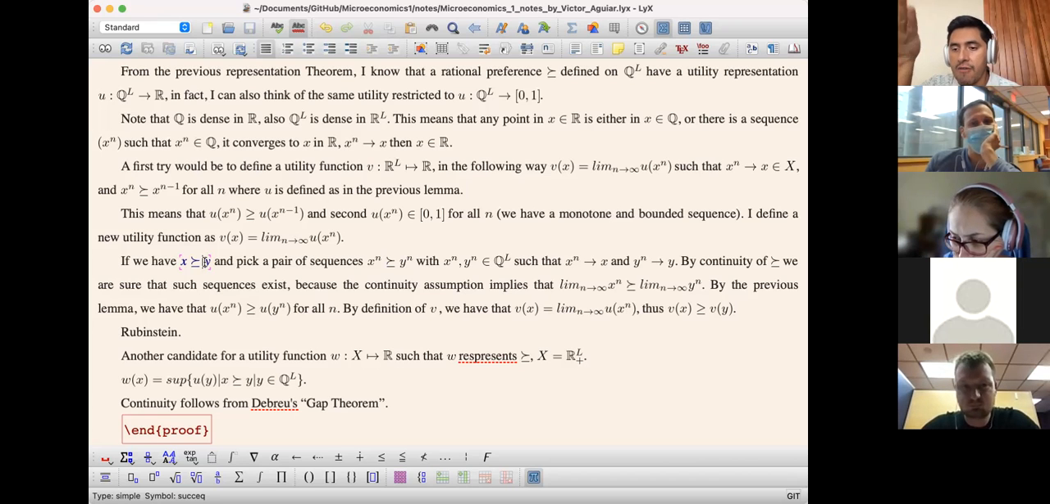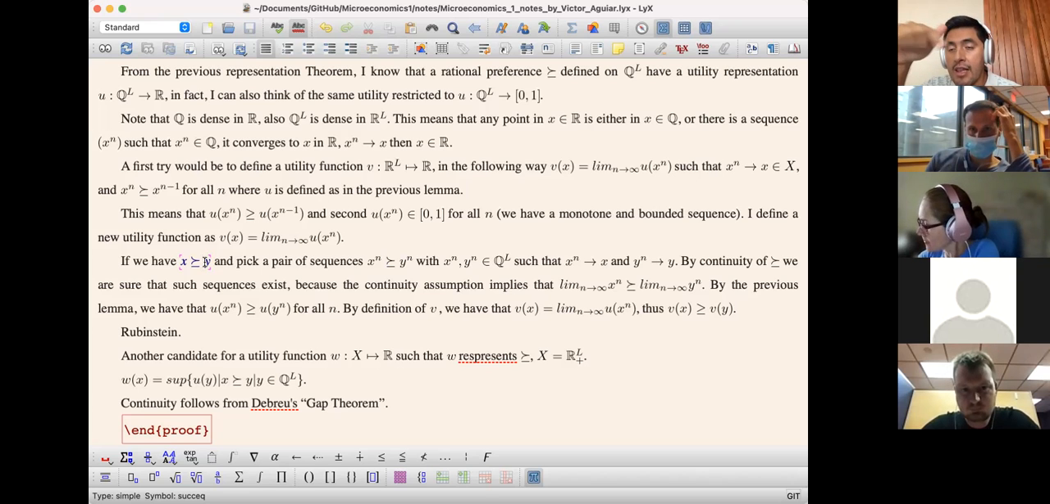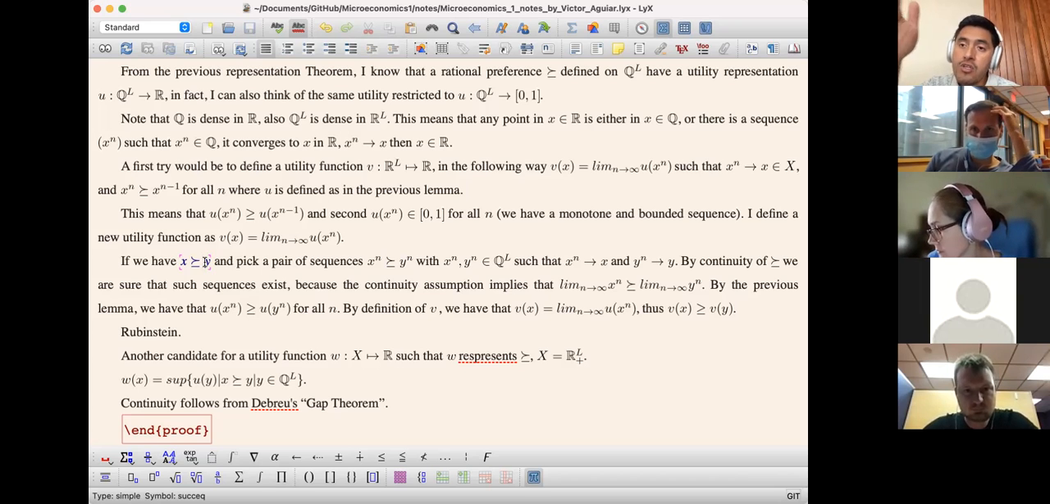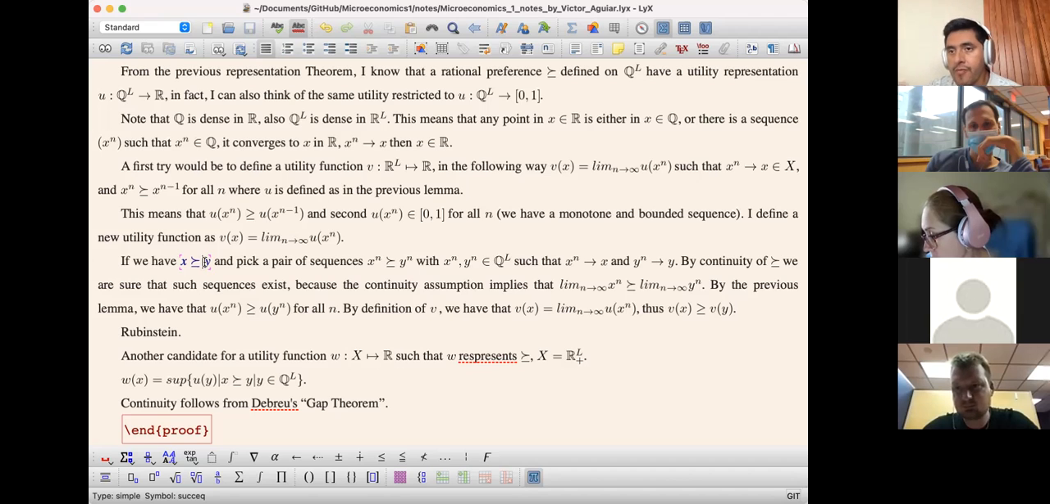And again, lexicographic preferences are such an example. Continuity here is what allows me to make this construction happen. Only with continuity can I extend the construction I did in the rationals to the reals, because by taking limits I have to ensure that the limits preserve the preference. So that's why I need continuity. Continuity is essential for this construction.